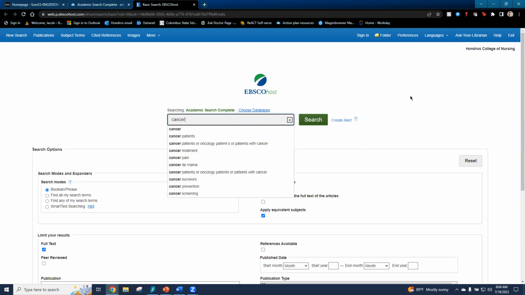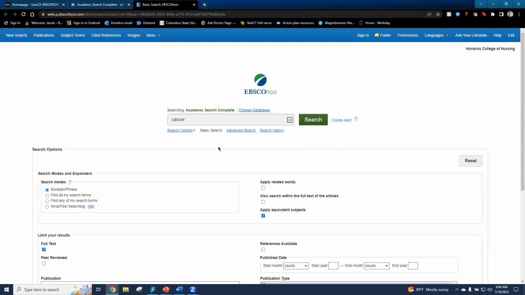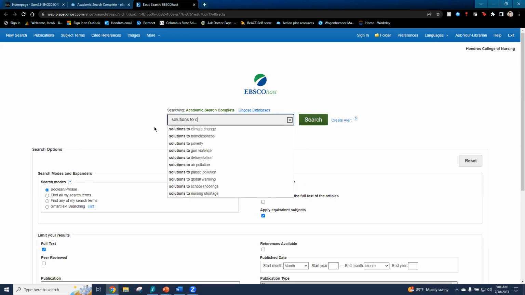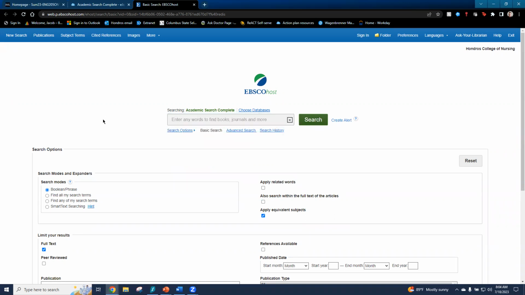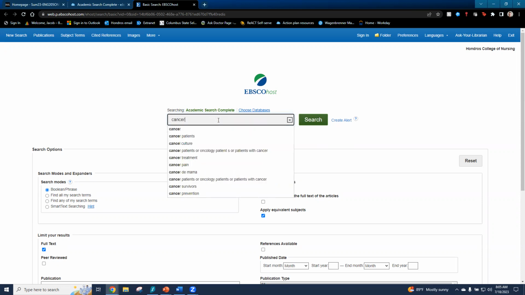Like, let's say I'm interested in cancer. So what I'm not going to do is I'm not going to treat this like I would a Google search. So if I was searching in Google, I might say like information on cancer or solutions to cancer. When you're searching an academic database, you really only want to include words that are absolutely necessary. You don't want to bog down the search engine with a bunch of words that aren't actually related to your topic. So instead of searching like information on cancer, I'm just going to put in cancer.